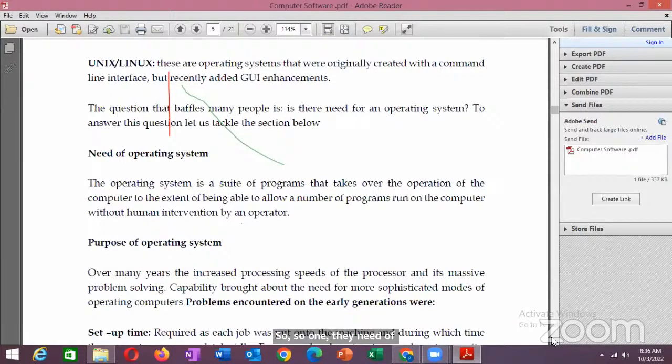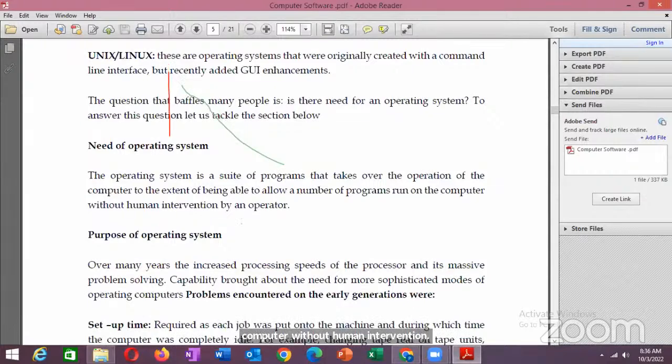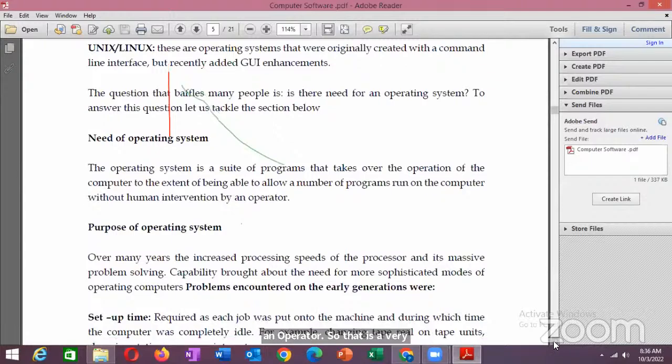So, one, the need of an operating system. The operating system is a suite of programs that takes over the operation of the computer to the extent of being able to allow a number of programs to run on the computer without human intervention by an operator. So that is very important. You have to look at that aspect.